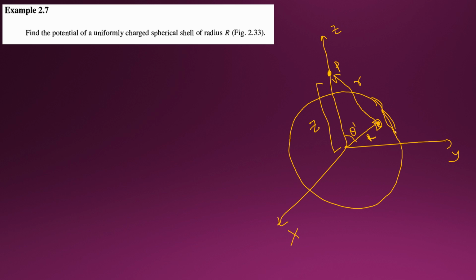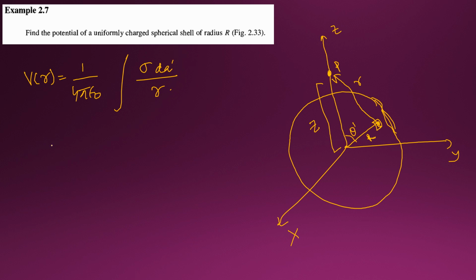So calculate the distance at point P. We know the potential is 1 by 4 pi epsilon naught, sigma dA dash by r. I'm giving dash here because sigma dA dash is the charge distribution. This is the charge distribution, alright.